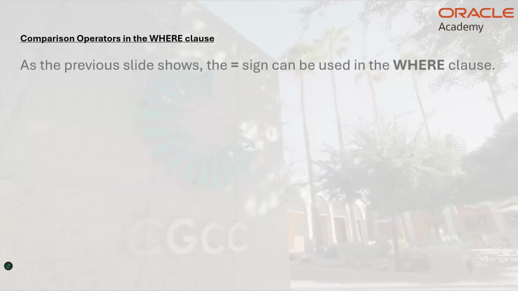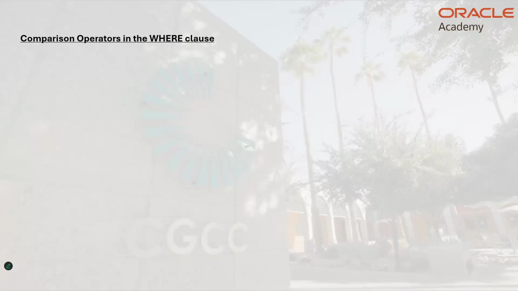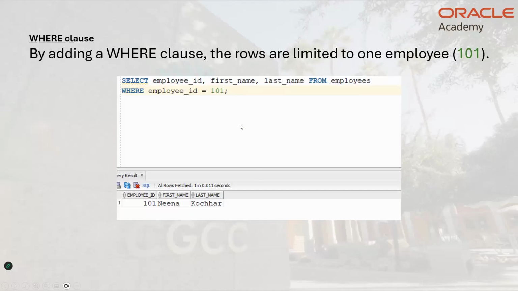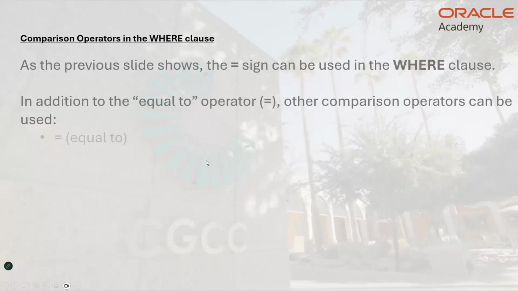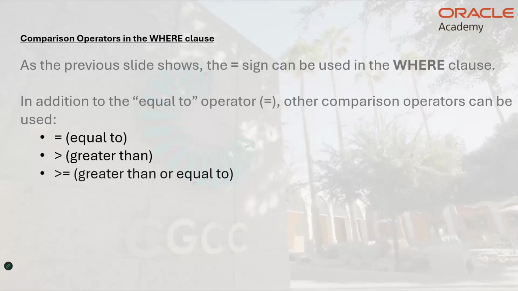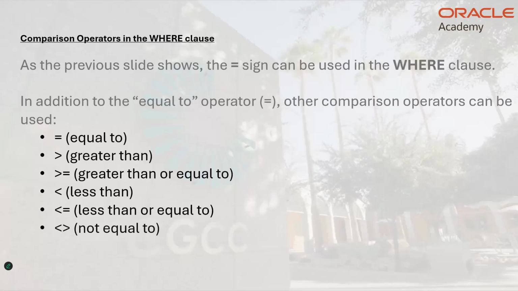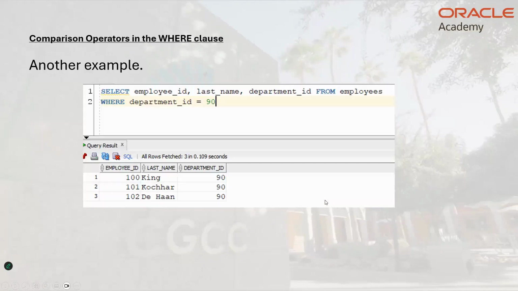You can also use comparison operators in a where clause. You notice that this one was essentially an equal. So equal basically states equal to, you can also have greater than or equal to, less than or equal to, or not equal to, if you need to try and filter it out that way. All can be used in a where clause. So here's another example. Select employee ID, last name, department ID from employees where department ID is equal to 90. And you see it selected all of the employees with the department ID 90.